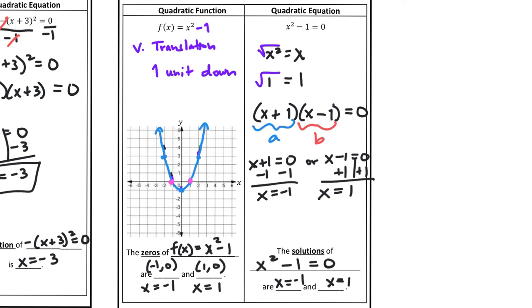All right. So again, we should compare both and notice that both give us the same x values. So if I have a function and I graph that function, then the x-intercepts that I get correspond to the solutions of the quadratic equation.